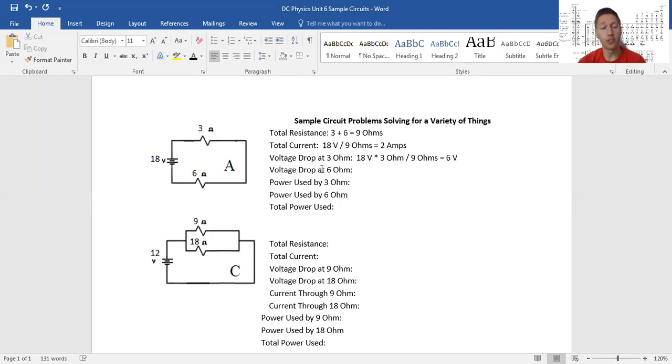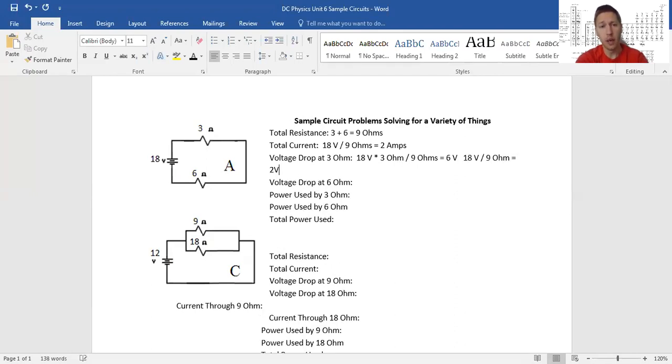Alternatively, we could have solved it another way by saying that since we have 18 volts and 9 ohms, that means that we have 18 volts per 9 ohms. That is 2 volts per ohm. So we could just say, well, for this next one, the 6 ohm, how much motivation do we lose across the 6 ohm? Well, it's 2 volts per ohm times 6 ohms, which means we're going to have a total of 12 volts lost there.